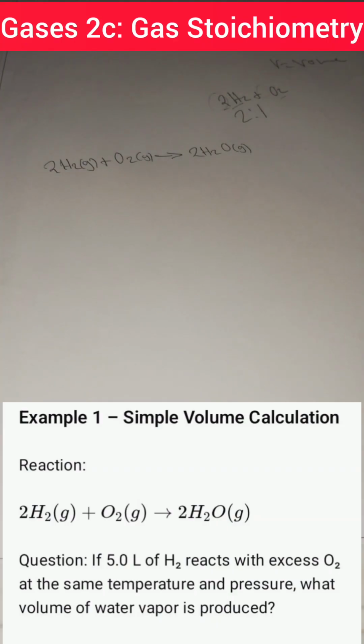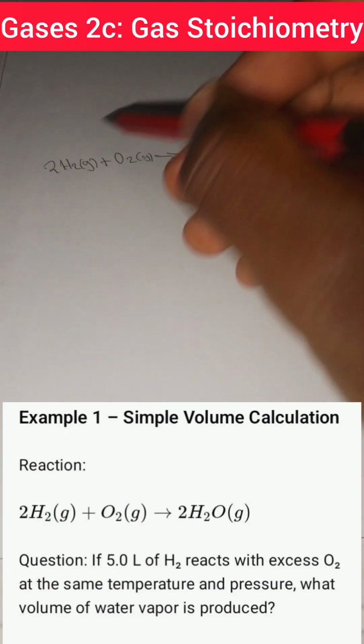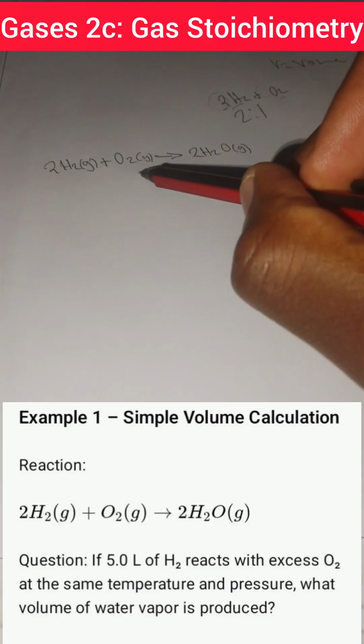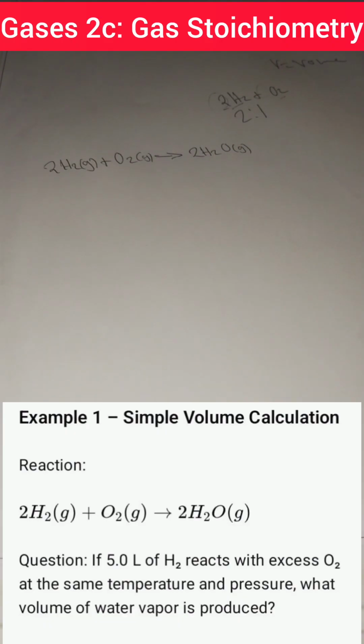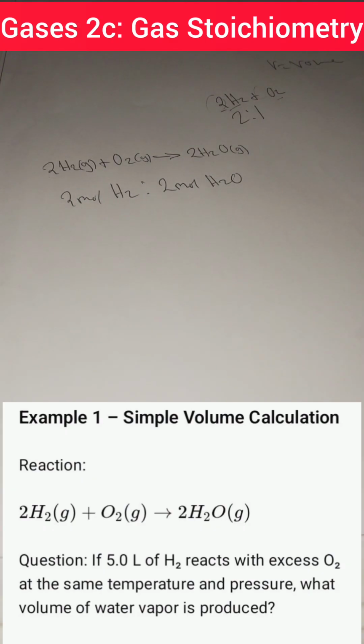We have been given that 5 liters of hydrogen react with excess oxygen. At the same temperature and pressure, what volume of water vapor is produced? We want the volume of water vapor. So step 1, use the mole ratios from the balanced equation. The mole ratio is 2 moles of hydrogen to 2 moles of water. For now we ignore oxygen.